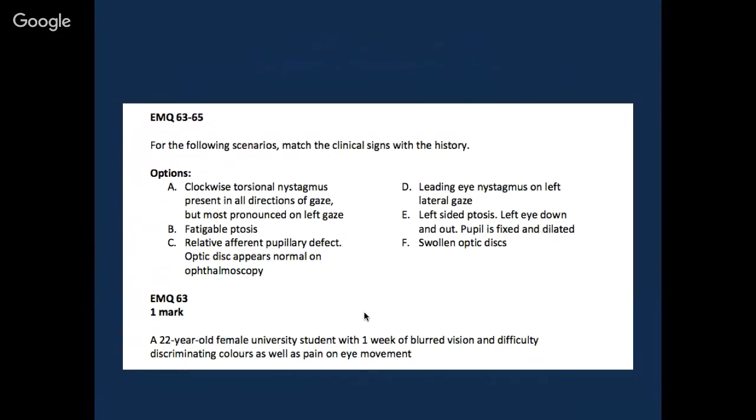Cool. A 22-year-old female university student with 1 week of blurred vision and difficulty discriminating colors, as well as pain on eye movement. What are you going to find on her examination?